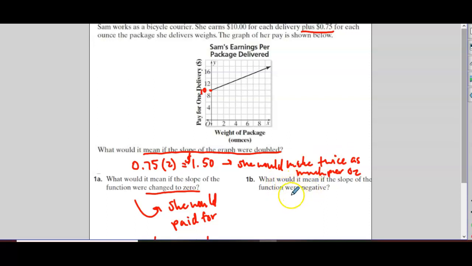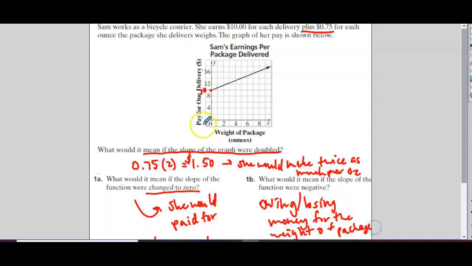So then 1b says, what would it mean if the slope of the function were negative? Well, if it was negative, that means that she would be owing or losing money for the weight of the package. And that probably doesn't make sense here either. If it was going down, she'd be losing money for the weight of the package. So again, that doesn't really make sense for the scenario.